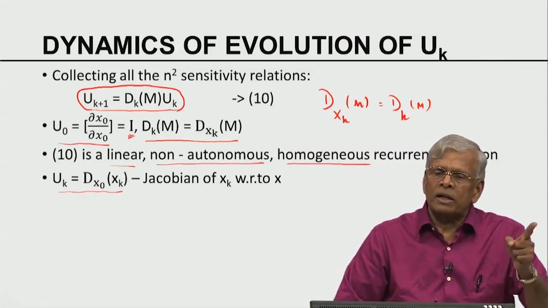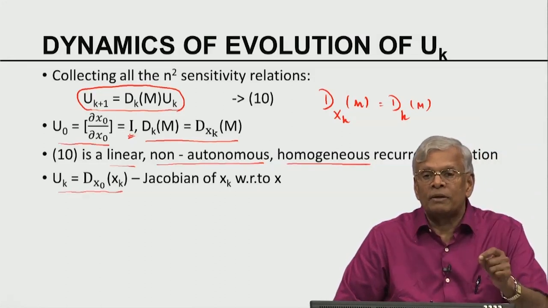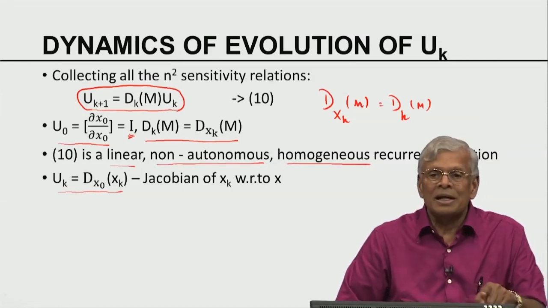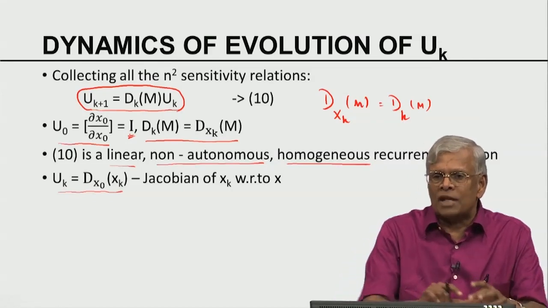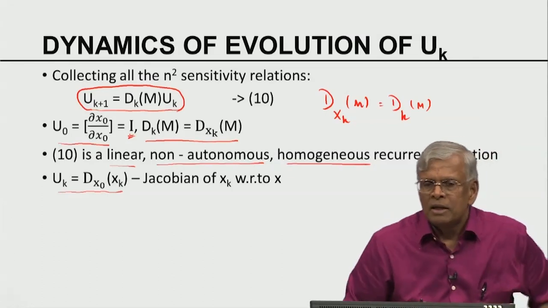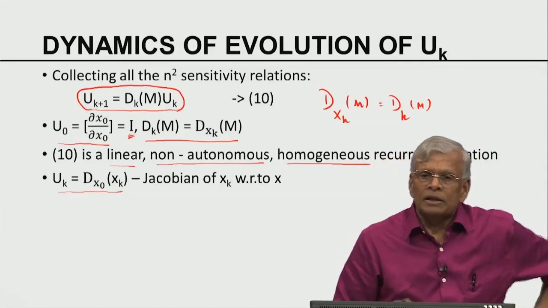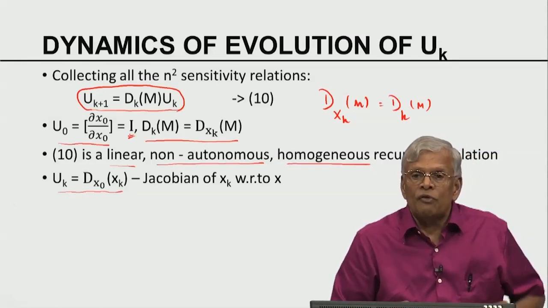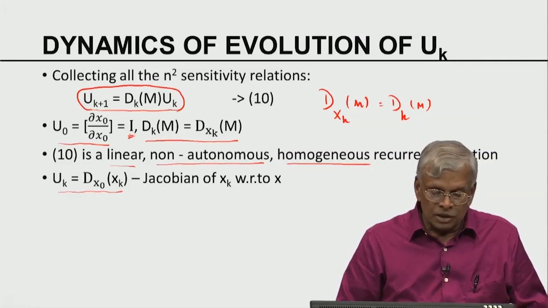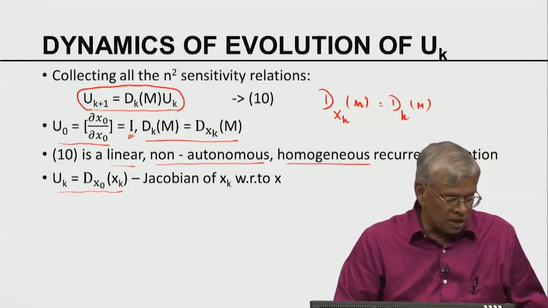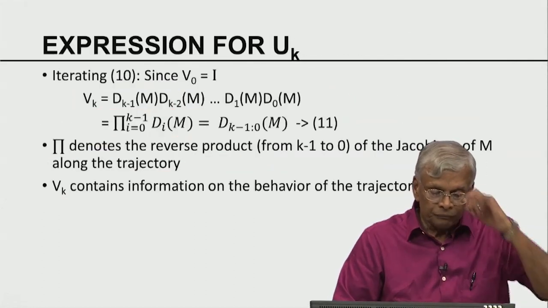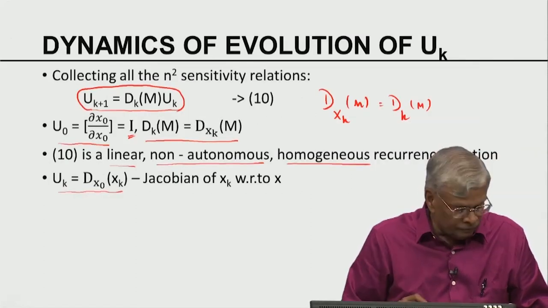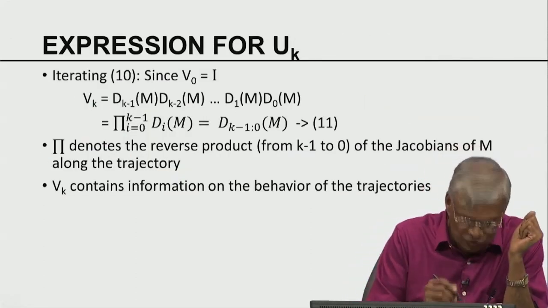You may recall in the context of the nonlinear version of 4D-Var, we talked about the tangent linear system. I am going to challenge the reader to compare this with the tangent linear system and verify this is very similar to the tangent linear system that we talked about in the context of 4D-Var. So 10 is a forward dynamics, it's called the forward sensitivity. Now I can iterate 10 starting from I.